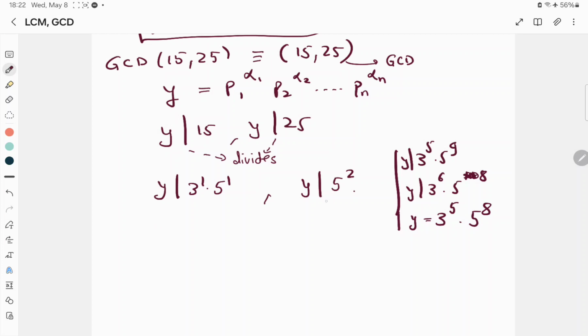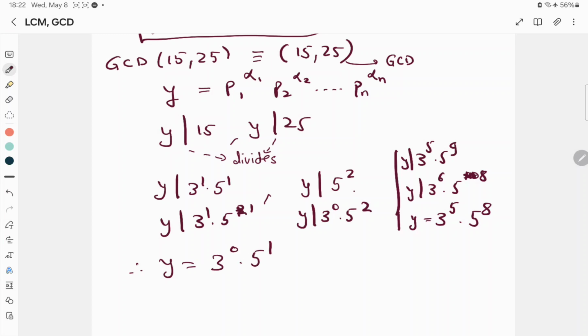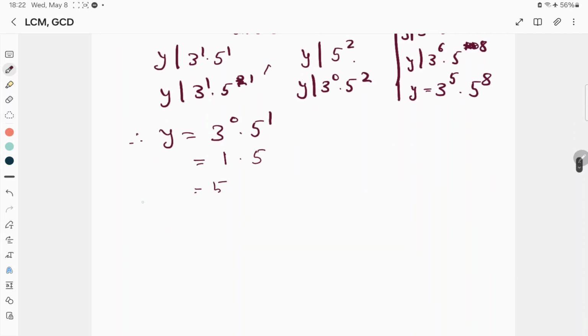So y divides 3 to the power 0 times 5 to the power 2, and y divides 3 to the power 1 times 5 to the power 1. So y has to be equal to 3 to the power 0 times 5 to the power 1, because that's the only way it can divide both the numbers and be the largest such number, which is 3 to the power 0, that is 1, times 5, which is just 5. So we know that GCD of 15 and 25 is 5.